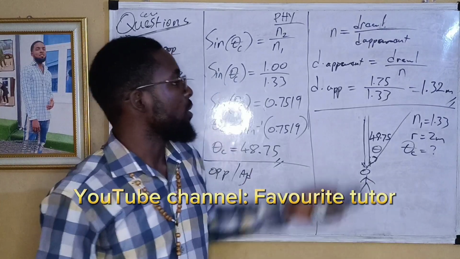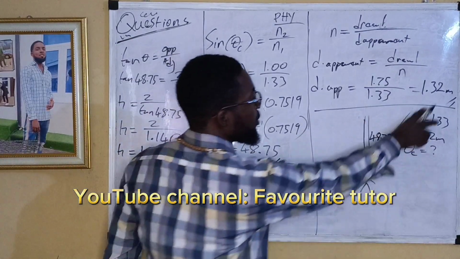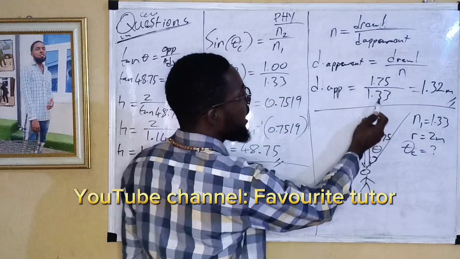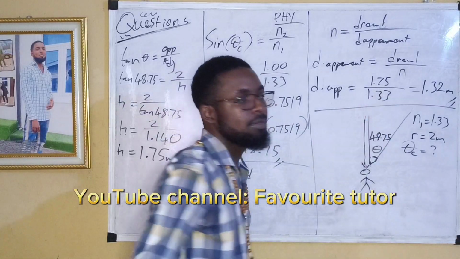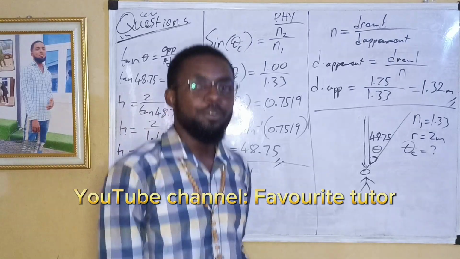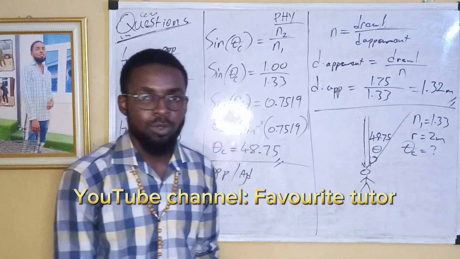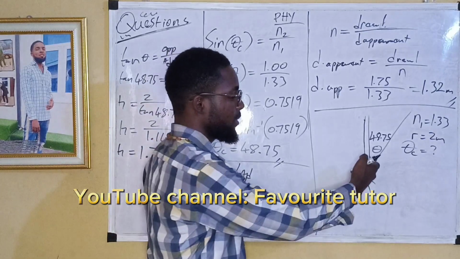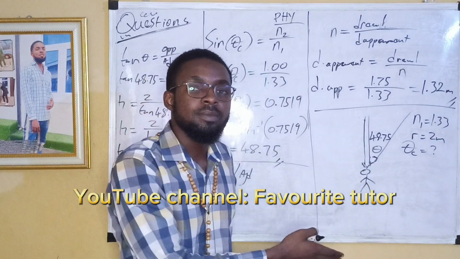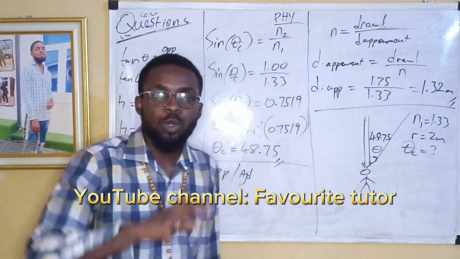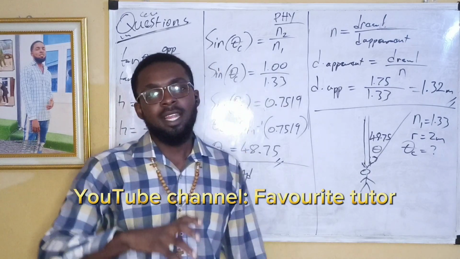So this is the answer for the apparent depth. You can see the apparent depth is 1.32, but the real depth is 1.75. So when you view from outside the pool, it's like the depth of the person reduces. It reduces because of the refraction of light.